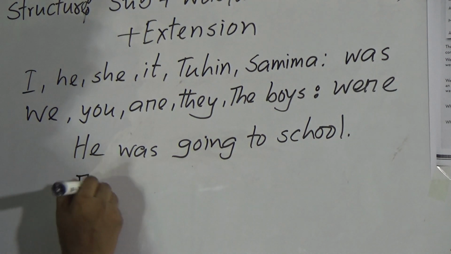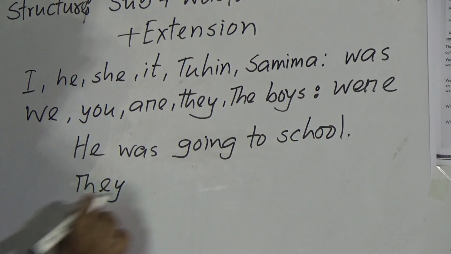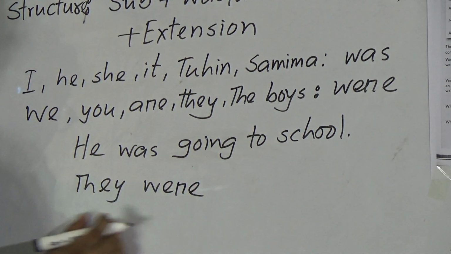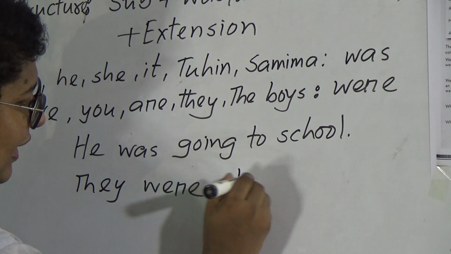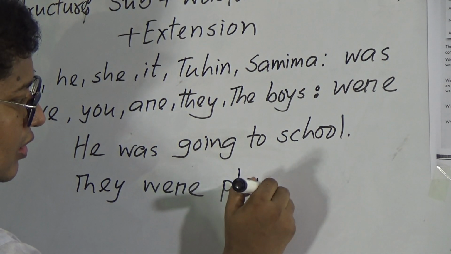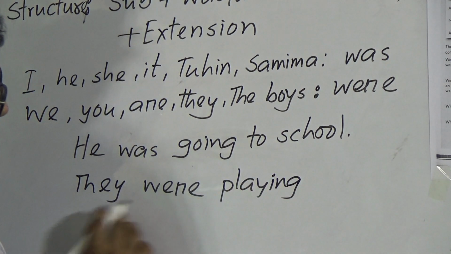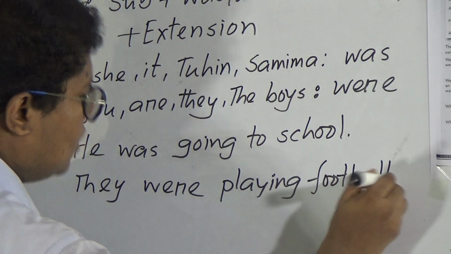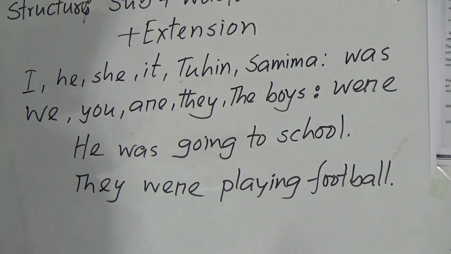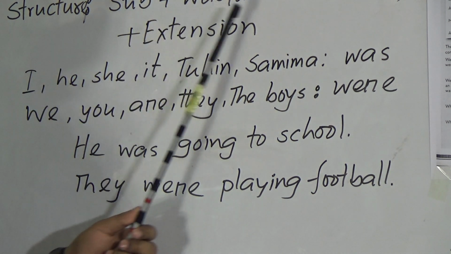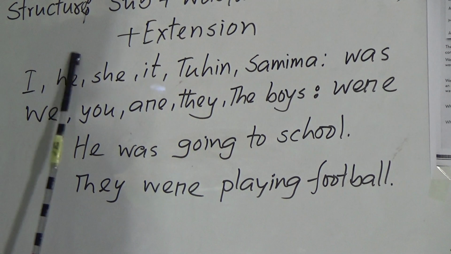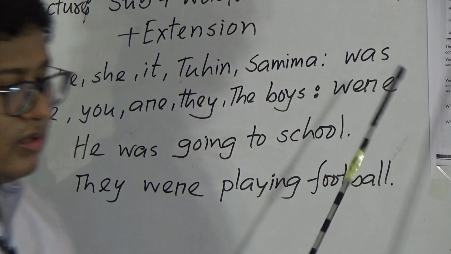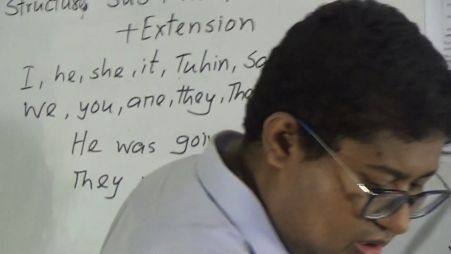Next one, they. If I use they, so after they we have to use were. So they were playing, play is the verb, ing form of the verb, they were playing football. So this is the structure of past continuous tense: subject plus was plus were plus verb plus ing plus extension. So let's go to the definition and let's go to the chapter.